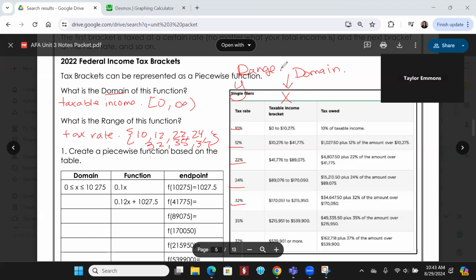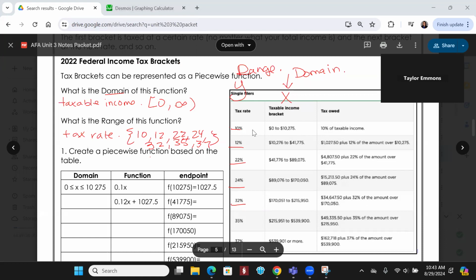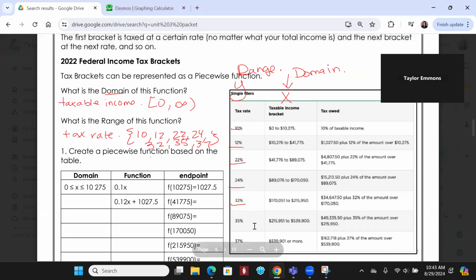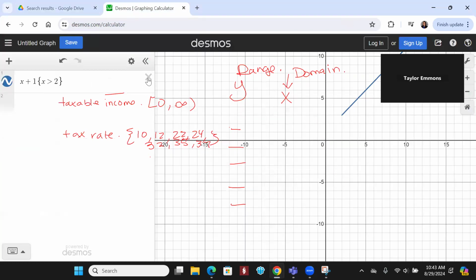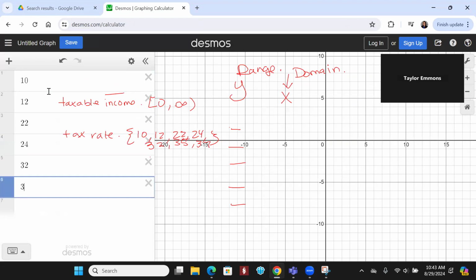Okay, so we're going to use Desmos to help us out with this. Make sure that you have the graphing Desmos calculator out. What you're going to do is type all of these tax rates down on separate lines. It's going to look like this: 10, 12, 22, 24, 32, 35, and 37.